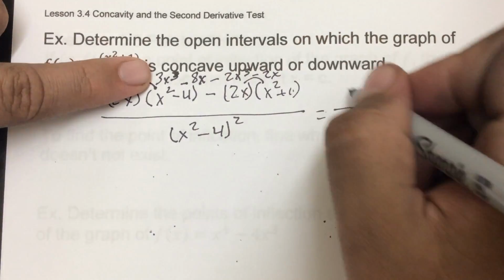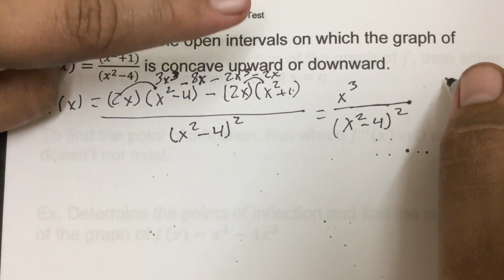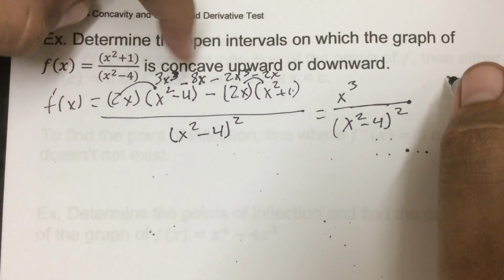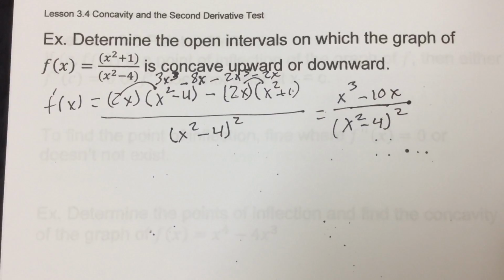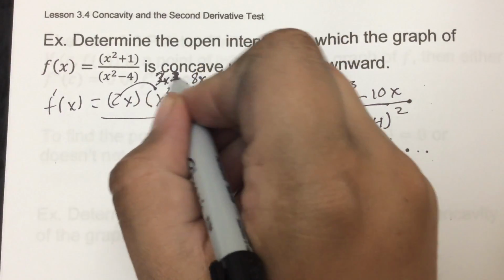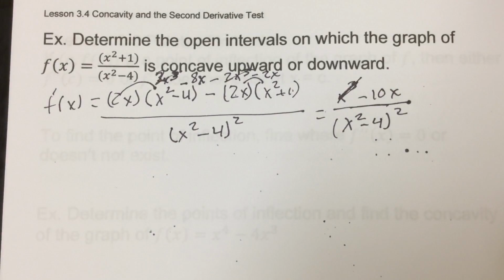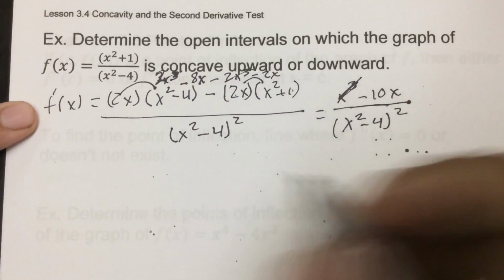3x cubed minus 2x cubed would be an x cubed. And negative 8x, positive 8x. No, negative 8x, negative 2x would be minus 10x. Sorry. I feel like I did something wrong. Why is that 3x cubed? This should be 2x cubed. Haha, so those should cancel. Okay, my bad. Knew something wasn't quite right there. So, first derivative, negative 10x over x squared minus 4 squared.